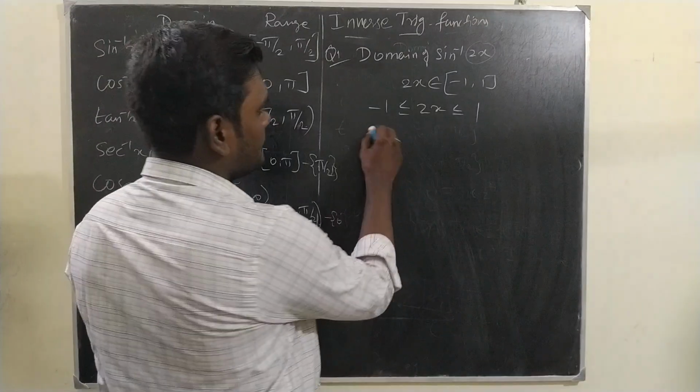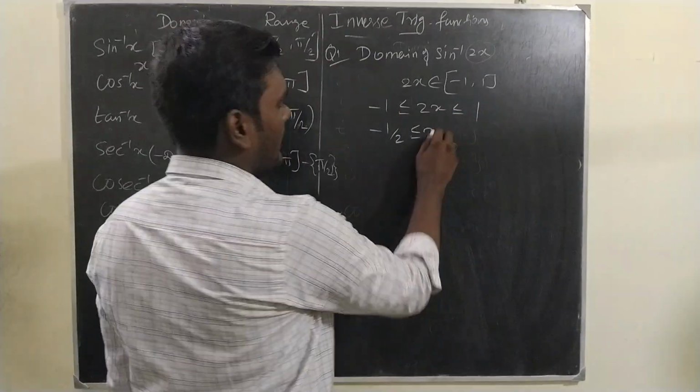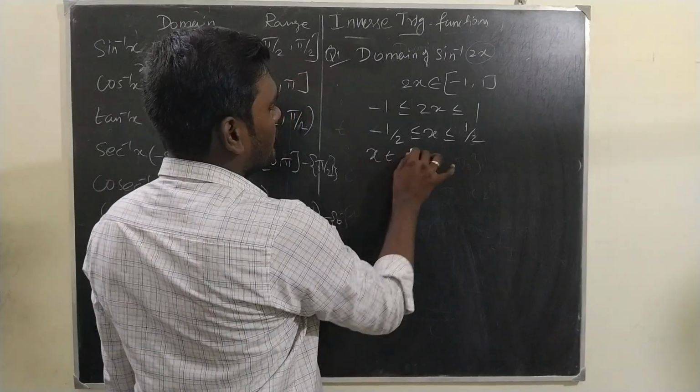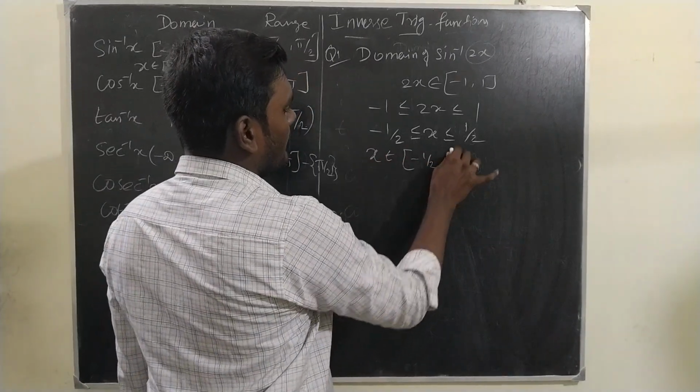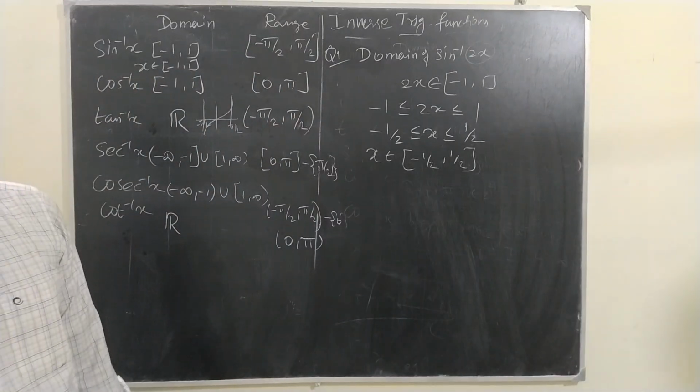So x is what? We have to divide everything by 2. Minus 1 by 2 less than or equal to x less than or equal to 1 by 2. So x belongs to, both included, minus 1 by 2 comma 1 by 2, which is our domain. That is how we should use it.